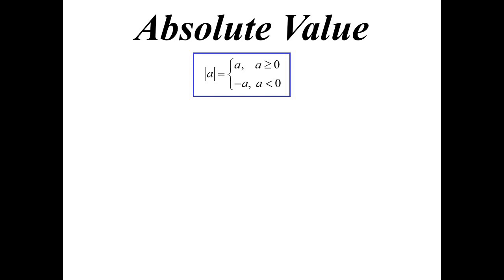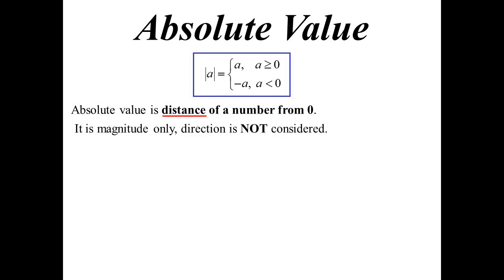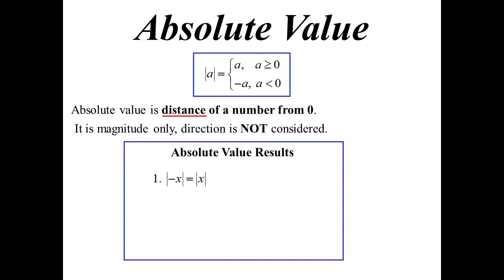Basically, the way we think about it is we're talking about its distance on the number line from 0. How far away is this number from 0? Because we're talking about a distance, then it's a positive number. It's always positive. So it's magnitude only. The direction, whether we're going in the positive direction or whether we're going in the negative direction, doesn't matter.